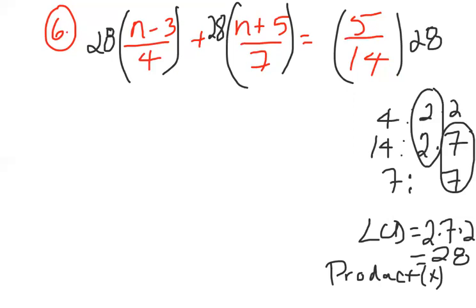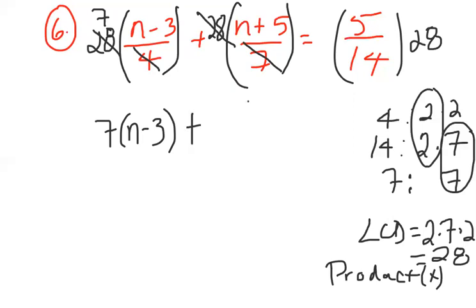So now we're going to go ahead and simplify this out. So 4 goes into 28 how many times? 7 times. Guys, notice what's in the numerator, n minus 3. So you're multiplying the entire numerator by 7. Same thing with the second fraction. 7 goes into 28 4 times. So now you're going to have to multiply the entire numerator by 4.